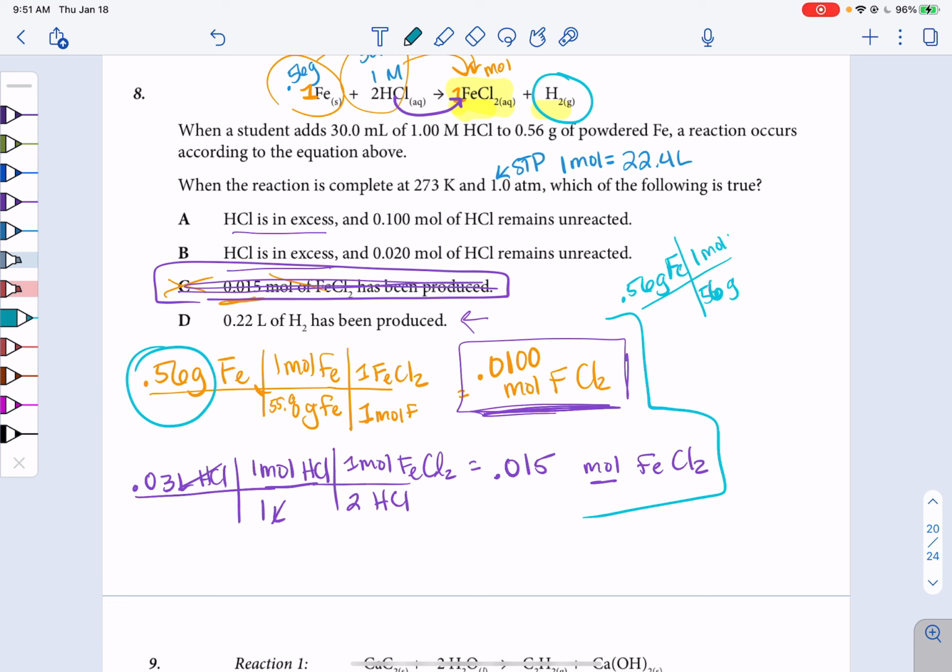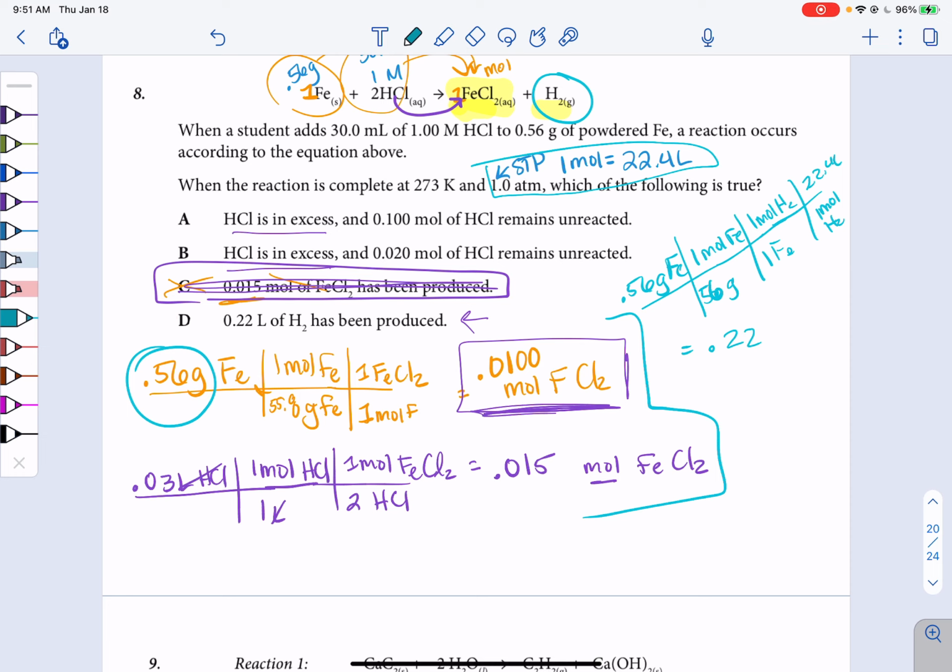Gives me 1 mole of iron. And now that I'm in moles, I can do the transfer through the equation. 1 mole of iron also makes 1 mole of hydrogen. And then remember that since this is at STP, we can use this right here. 1 mole of the hydrogen gas, H2, is 22.4 liters. So when you solve this, you do get that 0.22.